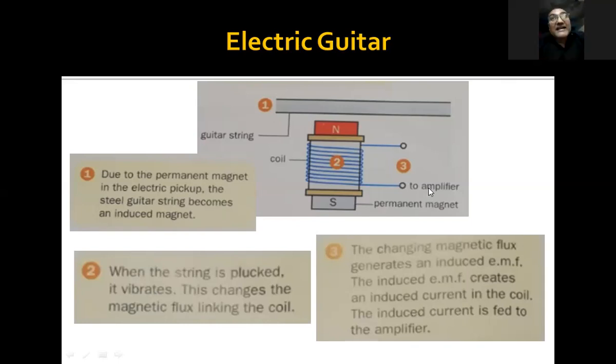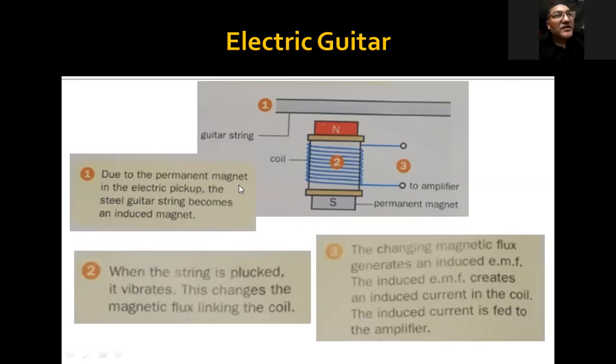And that amplifier increases the amount of current, and by the speakers the loud sound is given out. So by the motion of those strings, by the vibration of those strings, current is induced in this coil, and that current is used as a signal and is fed to the amplifier, and the amplifier increases the amount of current, and feeds it to the speaker, and the speaker gives out the sound.